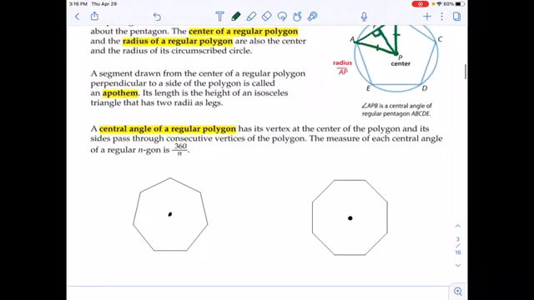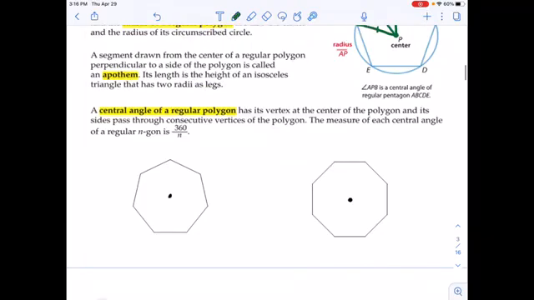A central angle of a regular polygon has its vertex at the center of the polygon, and its sides pass through consecutive vertices of the polygon. The measure of each central angle of a regular n-gon is 360 divided by n. Now when I say n-gon, that just means how many sides there are in the polygon. So if there's 50 sides, it's a 50-gon. Things like that, all right?